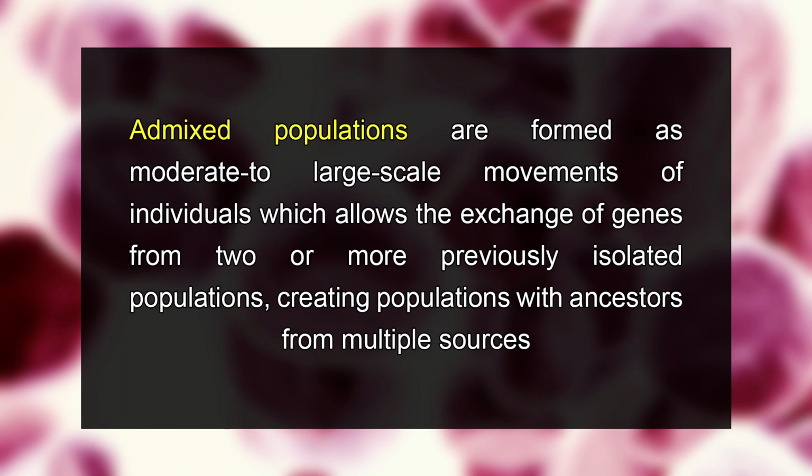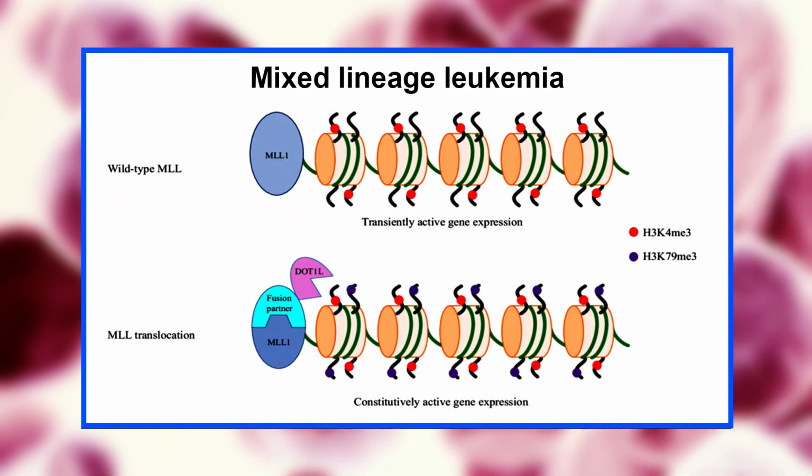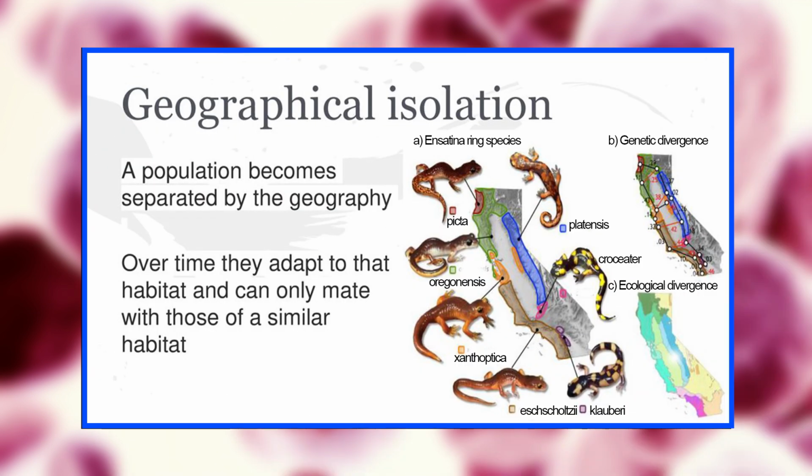Dear students, let's now discuss in detail the admixture. Admixed populations are formed by moderate to large scale movements of individuals, which allows the exchange of genes between two or more previously isolated populations, creating populations with ancestors from multiple sources. Genetic admixture occurs when previously diverged or isolated genetic lineages mix together. Admixture occurs when individuals from two or more previously isolated populations interbreed.